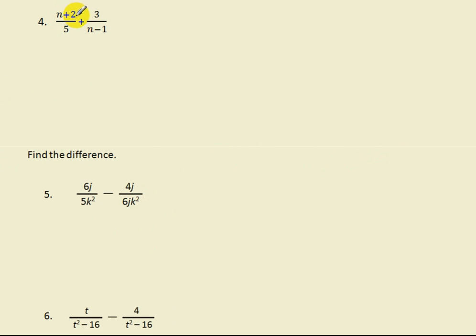In number 4, n plus 2 over 5 plus 3 over n plus 1. Again, we need a common denominator, and our least common multiple here is going to come from multiplying 5 times n minus 1. So in this case we need to multiply the first expression by n minus 1 in both the numerator and denominator. So we have n plus 2 times n minus 1, and then we need to multiply the second expression by 5 in both numerator and denominator. So we have plus 3 times 5. And then we can go ahead and multiply this out. If you want, you can set up your box.